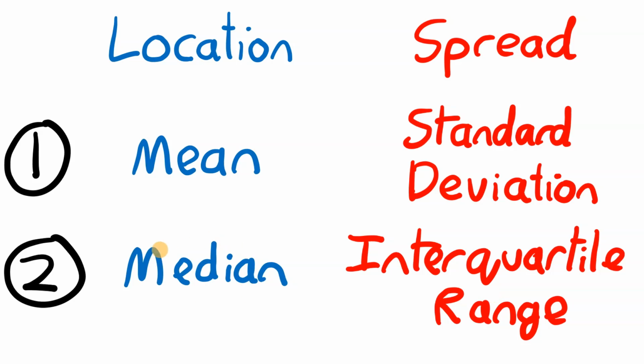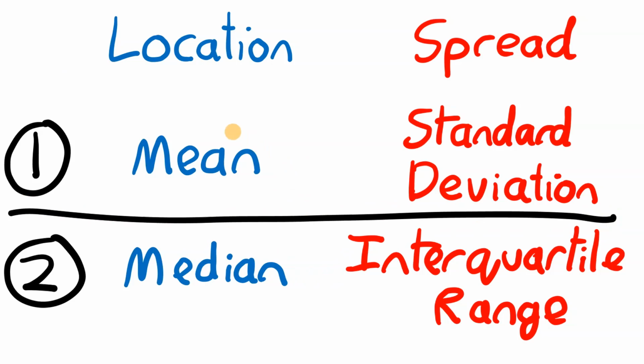Now, something that's really important is do not mix these pairs around. So, for example, do not use the median to compare the location and then use the standard deviation to compare the spread, or vice versa. Only use them in these pairs on the screen here. Use the mean with the standard deviation and use the median with the interquartile range. Don't mix them up.